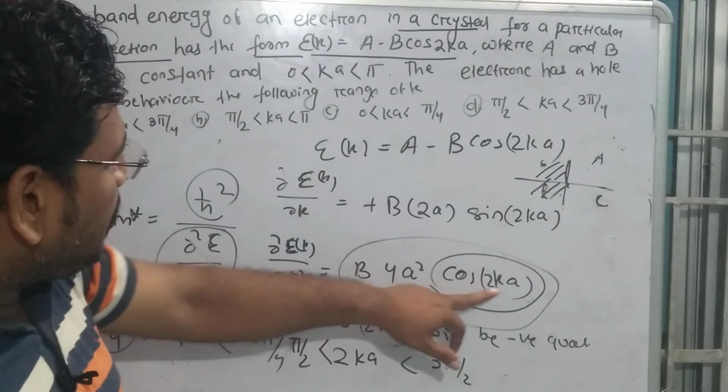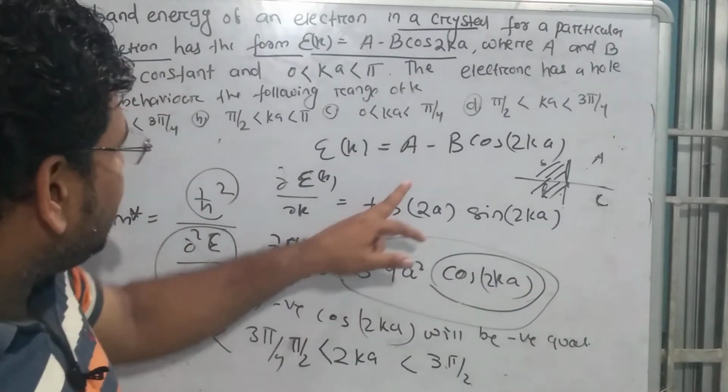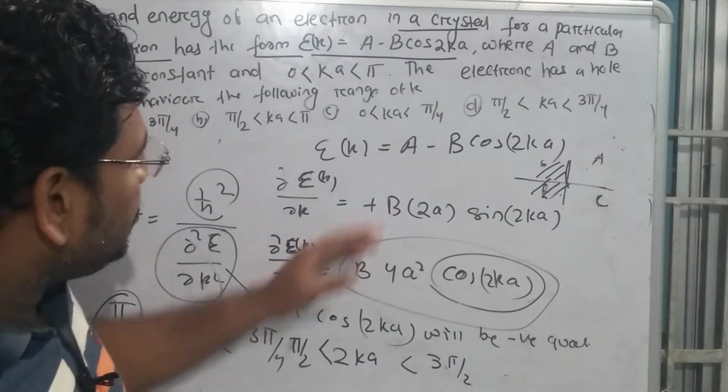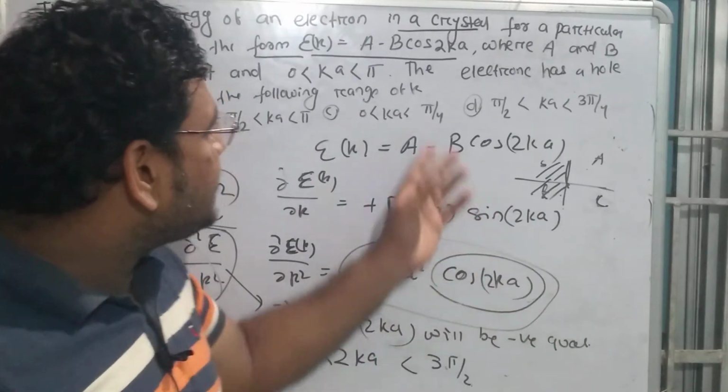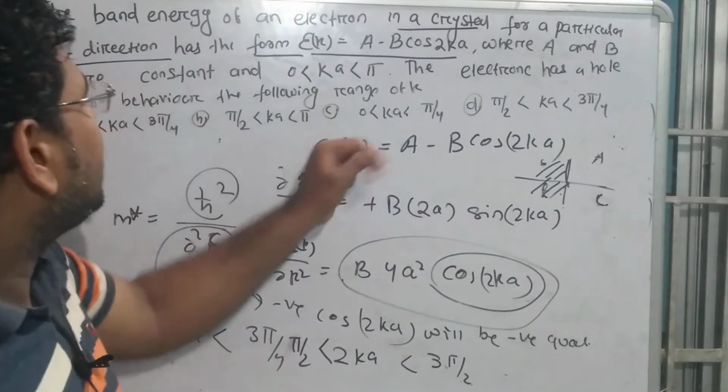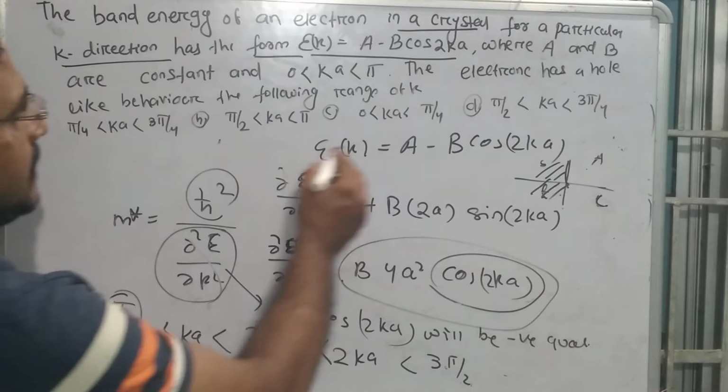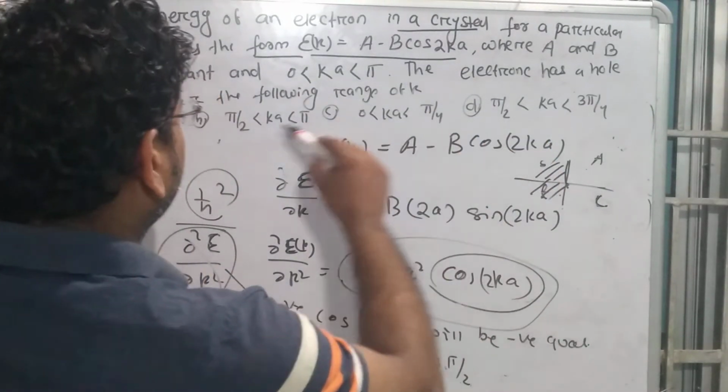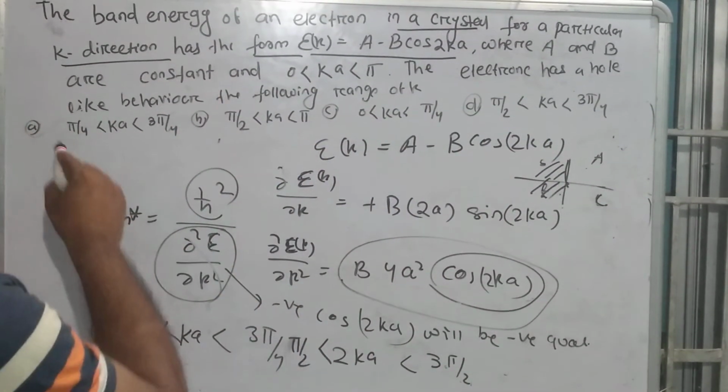If cos 2Ka is negative, the effective mass of the electron and the effective mass of the hole will be similar. That means the electron will behave like a hole. So the first option is the correct option.